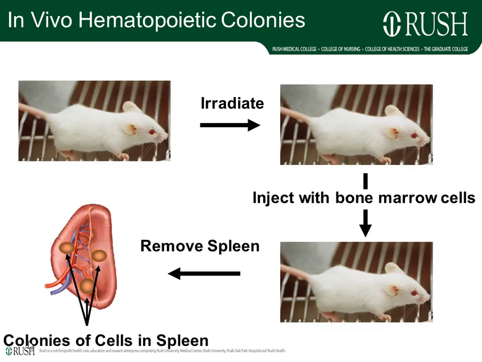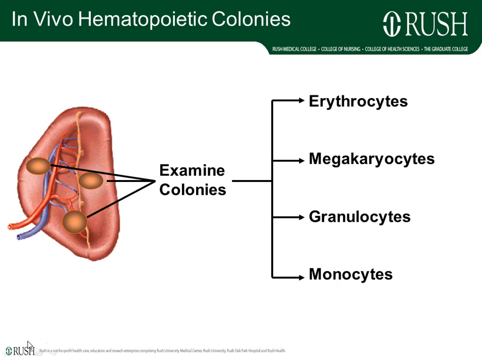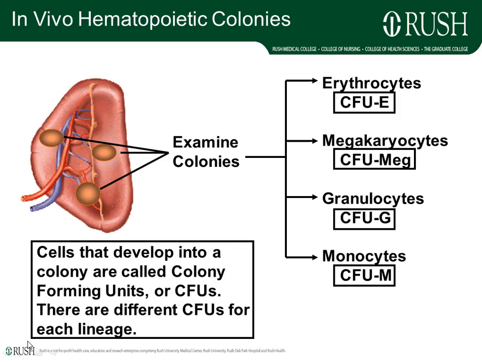So colonies were discovered in irradiated mice that were injected with bone marrow hematopoietic cells after irradiation. After several days, the spleen was found to have nodules of cells within it. These are the colonies of cells derived from the stem cells that settled in the spleen, which is a friendly environment which they can grow in. Different colonies contain different combinations of cells reflecting the different lineages of hematopoietic cells. By definition, a single cell that has the capacity to divide and give rise to a colony of cells is called a colony-forming unit, or CFU.